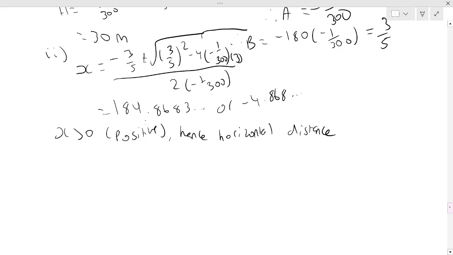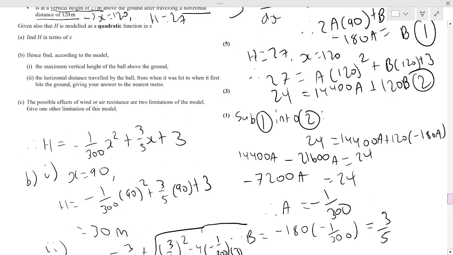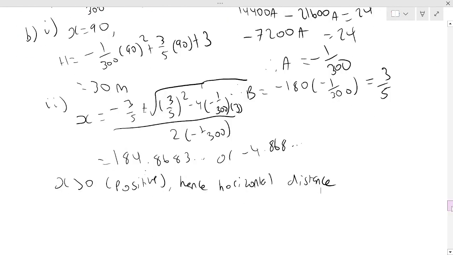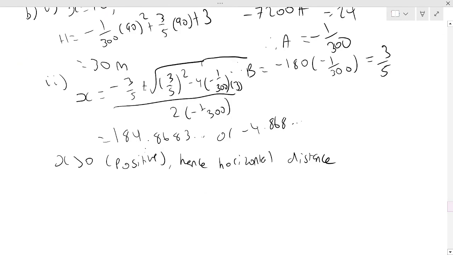Does it say what to round it to? Give your answer to the nearest meter. So obviously that's in meters. So round it to the nearest whole number. So that's going to be 185, right? To the nearest meter.